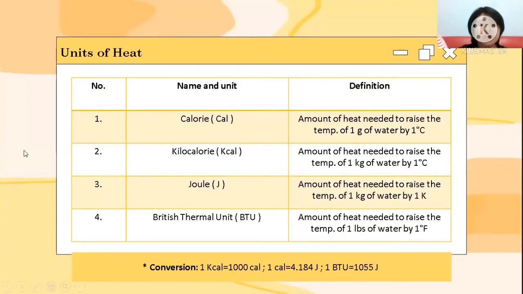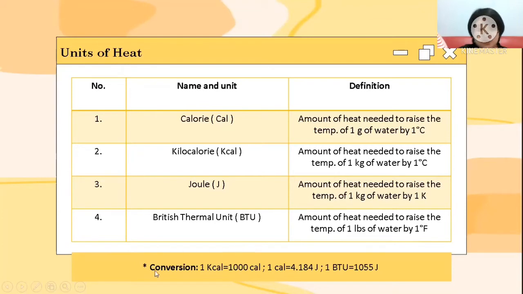Now, there are 4 units of heat in calorimetry. There's calorie, cal, which is the amount of heat needed to raise the temperature of 1 gram of water by 1 degree Celsius. Kilocalorie or kcal is for 1 kilo of water by 1 degree Celsius. Joule or J is for 1 kilo of water by 1 Kelvin. British thermal unit or BTU is for 1 pound of water by 1 degree Fahrenheit.